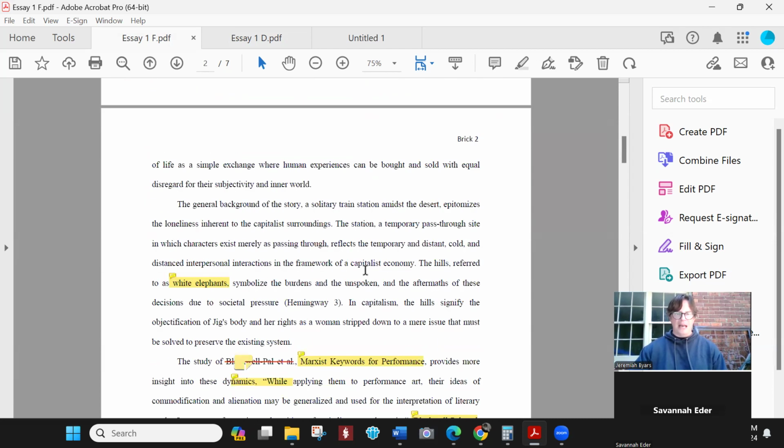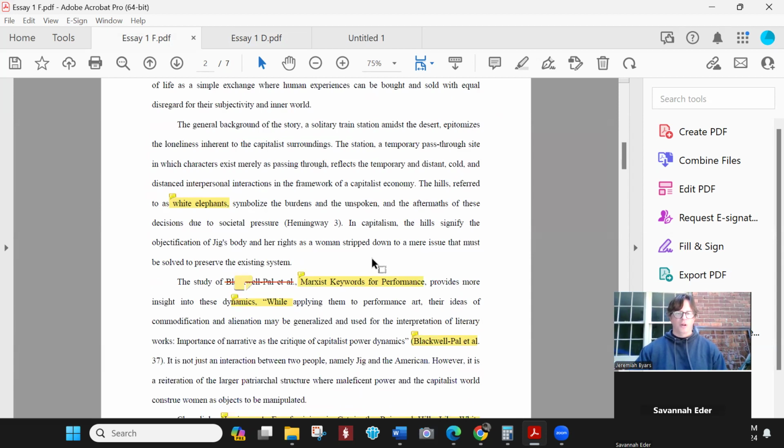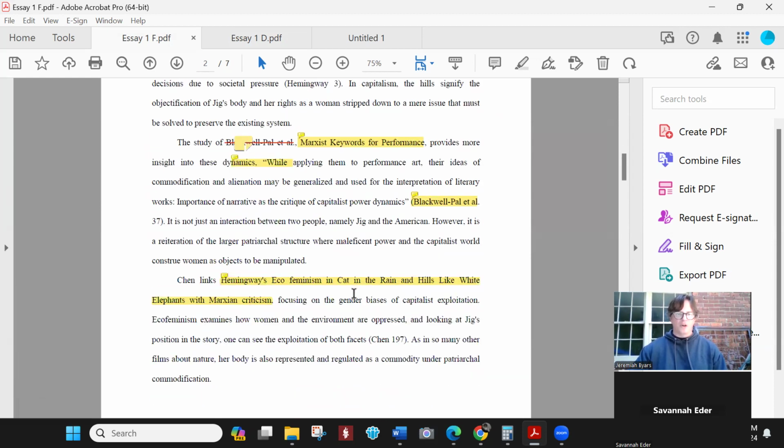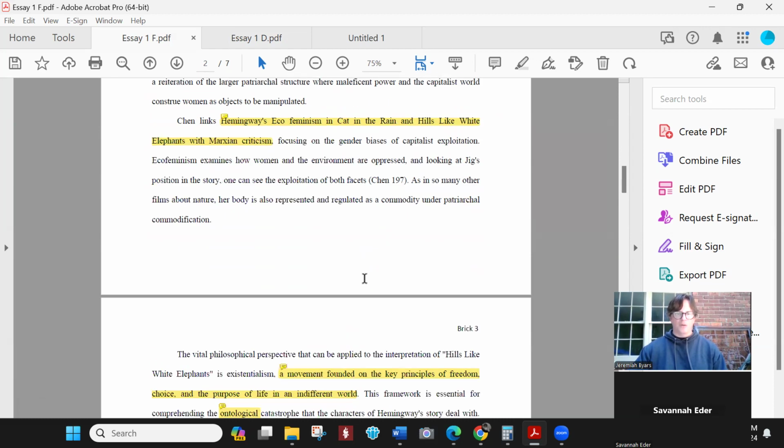There's not enough analysis. These paragraphs are shorter. A lot of times it's grammatically, stylistically incorrect. Titles are written incorrectly.